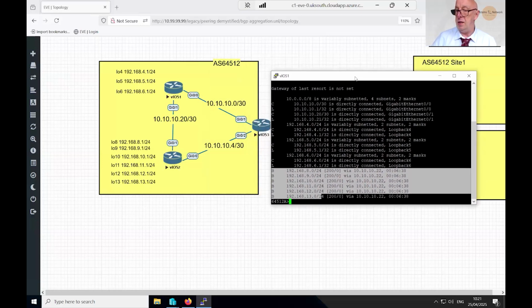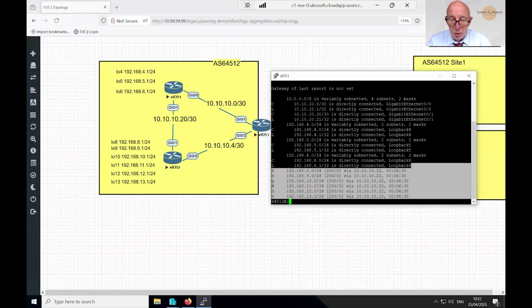Now, as I've just been at pains to point out, VIOS 1 is a member of AS 64512, VIOS 2 is a member of 64512, and VIOS 3 is also a member of 64512. So they are all members of 64512. Consequently, they will communicate using internal BGP. You can see there's B for BGP down here, and all these networks on VIOS 2, and the admin distance here is 200. That is internal BGP. Fantastic. So everything is there.